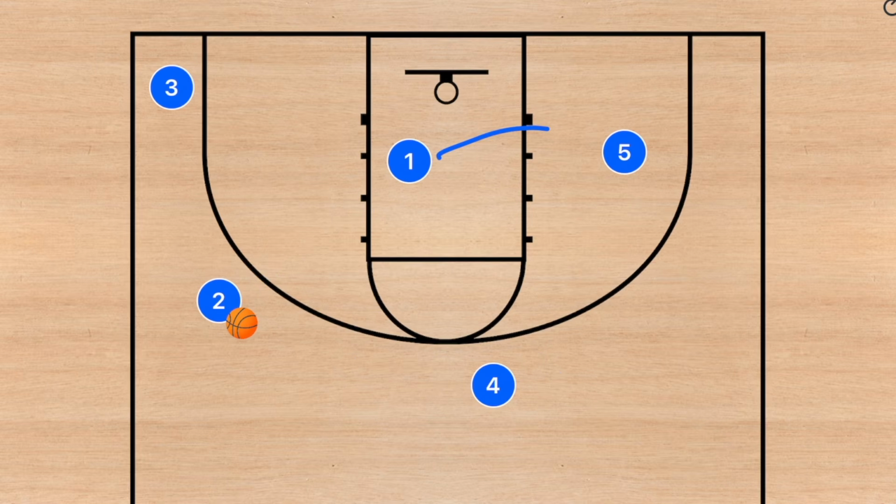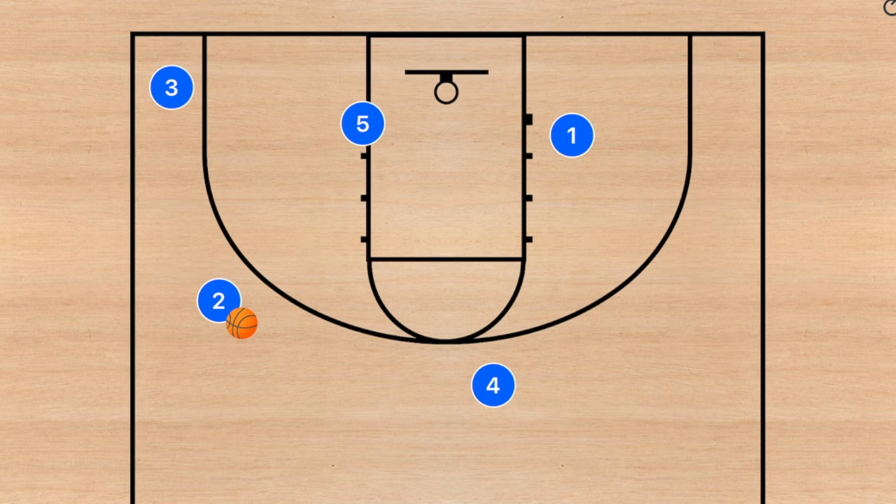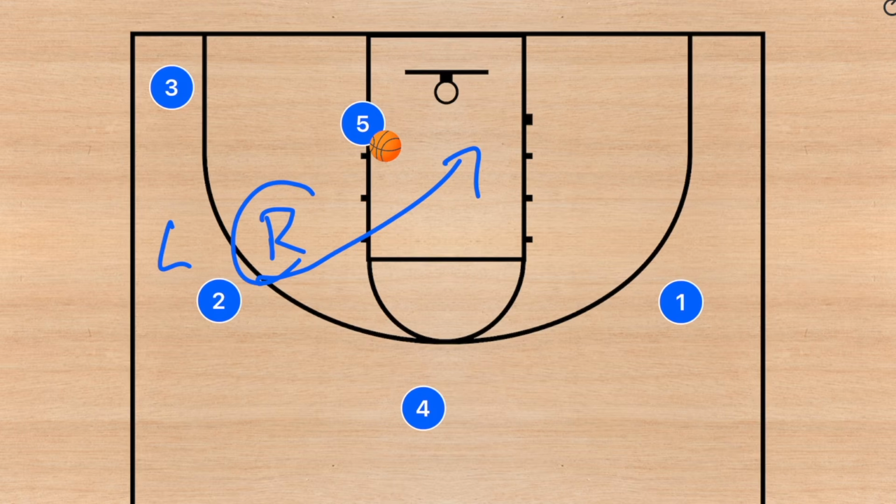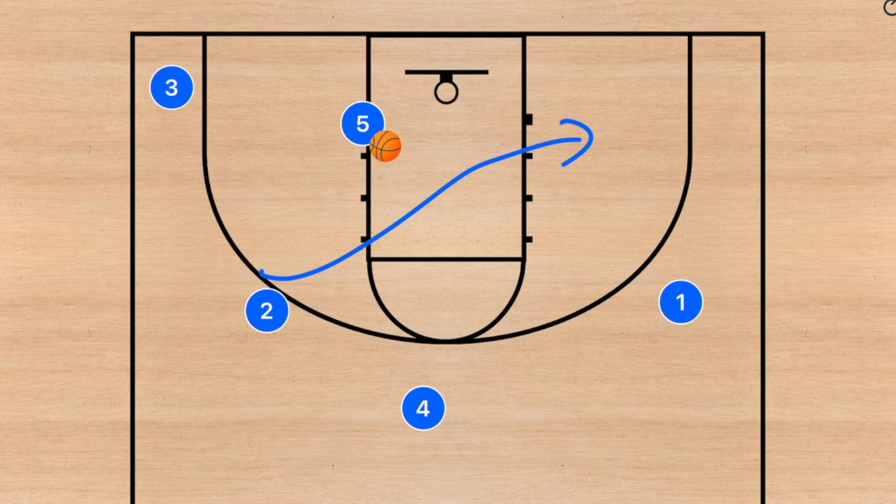Then we can continue through and have a screen set for player 5, and now player 5 could be the third option that we could pass to. If the ball goes into player 5, player 1 would still be clearing out. Then player 2 would cut. And because he passed to his right side, he will be filling out to the opposite side, and player 3 will be lifting up. So now player 2 cuts through.